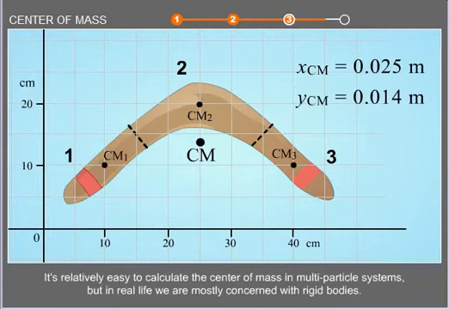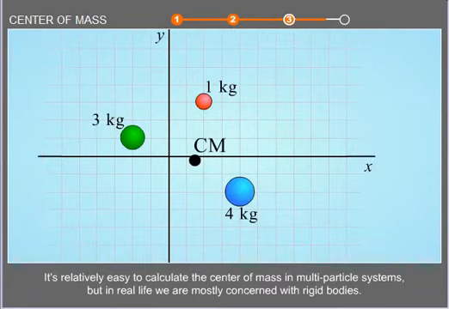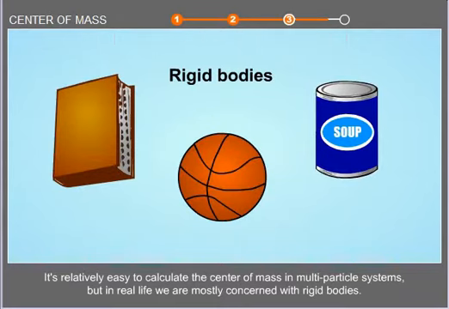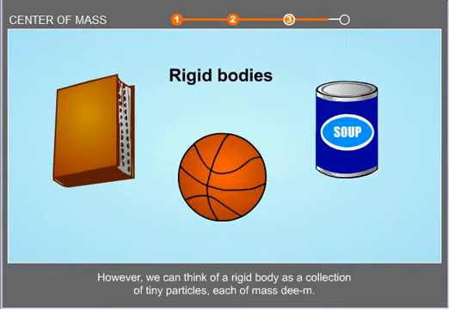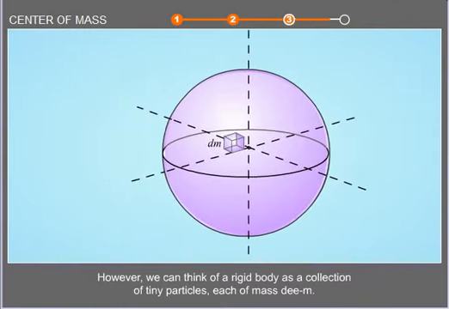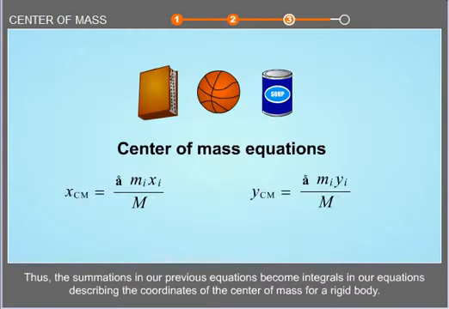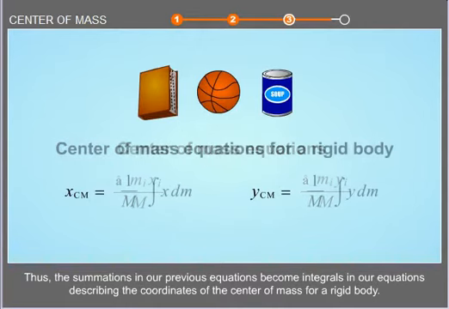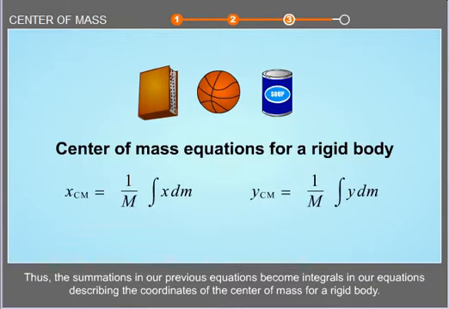It's relatively easy to calculate the center of mass in multi-particle systems, but in real life, we are mostly concerned with rigid bodies. However, we can think of a rigid body as a collection of tiny particles, each of mass dm. Thus, the summations in our previous equations become integrals in our equations describing the coordinates of the center of mass for a rigid body.